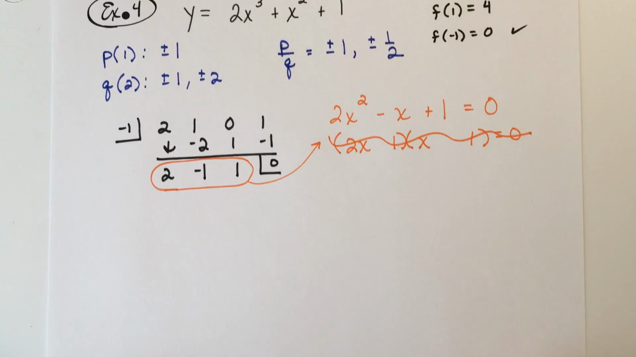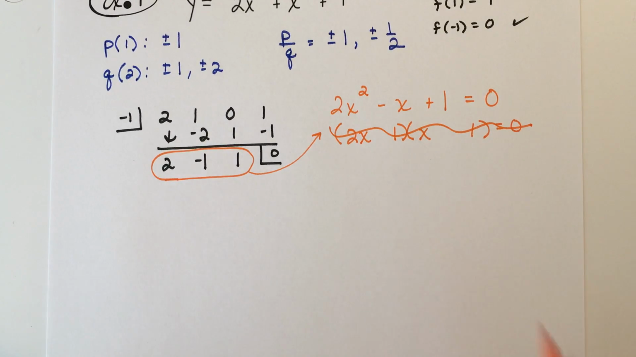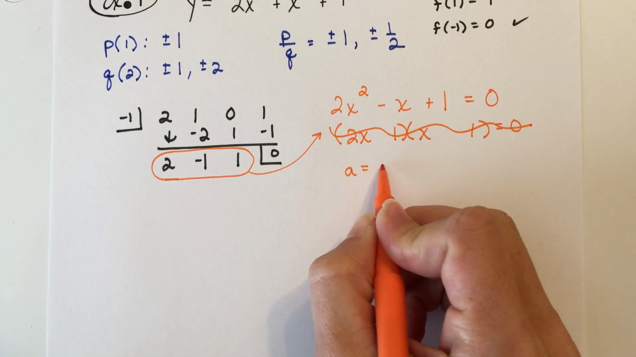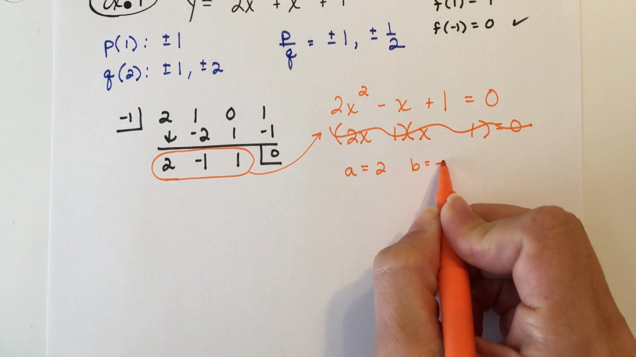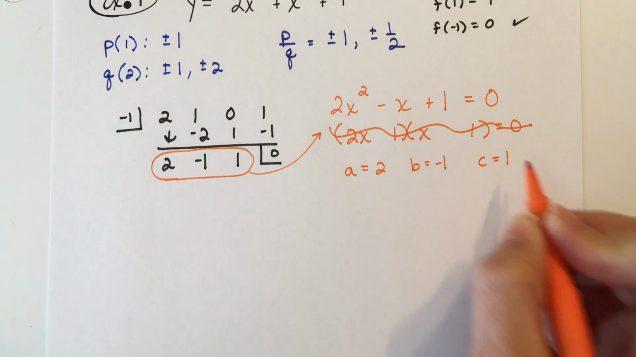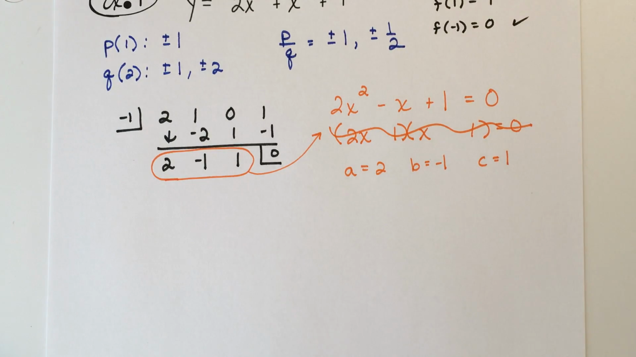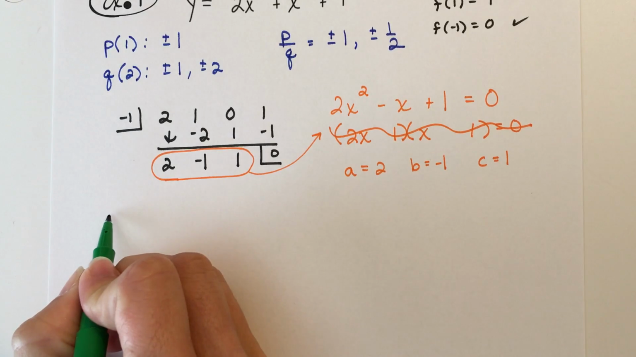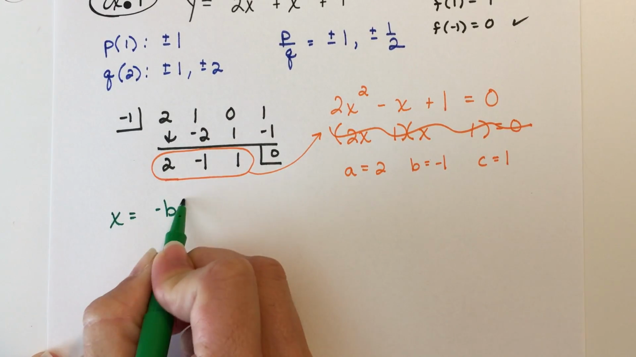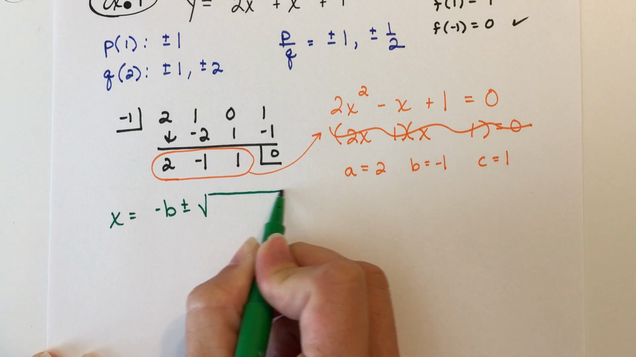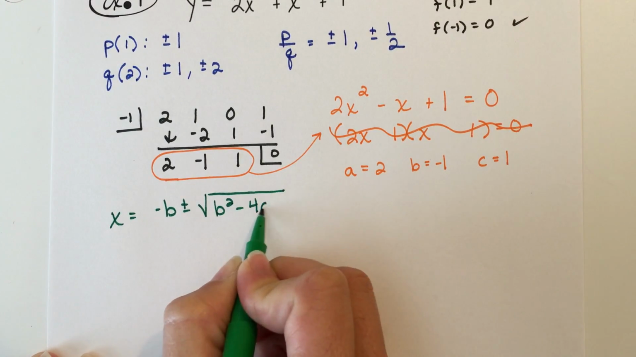So this is where your quadratic formula is going to help you out. So you're going to have A is equal to 2, B is equal to negative 1, and C is equal to positive 1, okay? Okay, so let's write down your quadratic formula. We had dealt with the quadratic formula back in chapter 4.